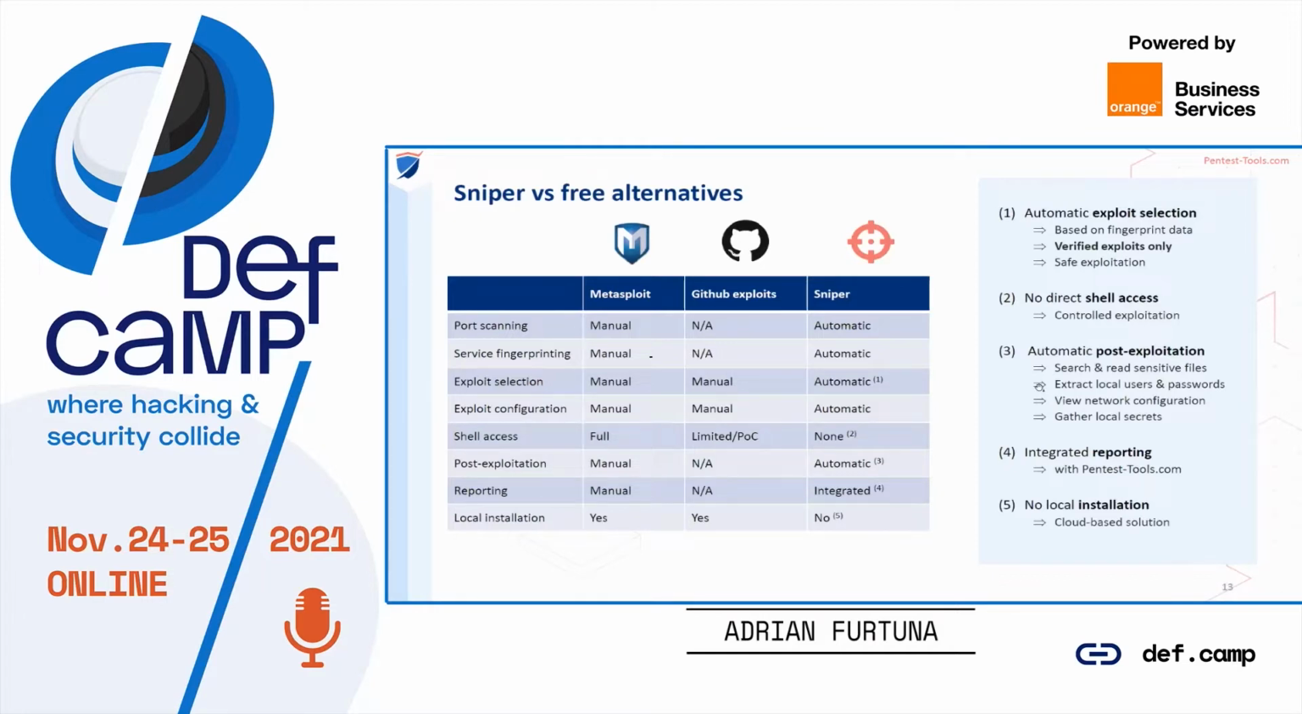Then in the post-exploitation phase, in Metasploit, you have to do it all manually. In Sniper, there are these artifacts that are being automatically extracted.